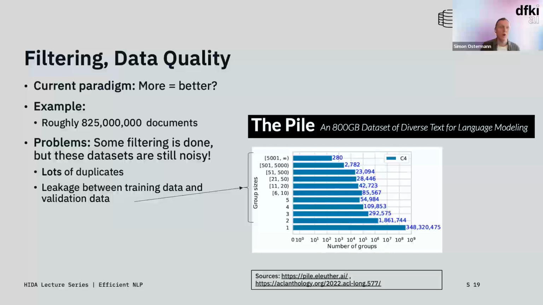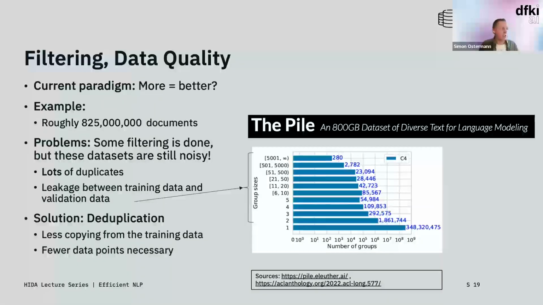There's lots of duplicates, or, which is worse because they're not so easy to detect, near duplicates, right? So where a couple of words are exchanged. And that is, of course, also a problem because we have a big leakage between training and validation data if the validation data are just split off at random. So it's very hard for us to tell how well our models work.